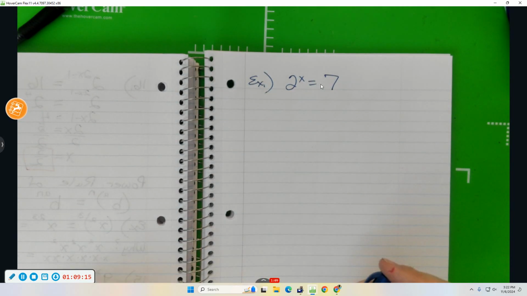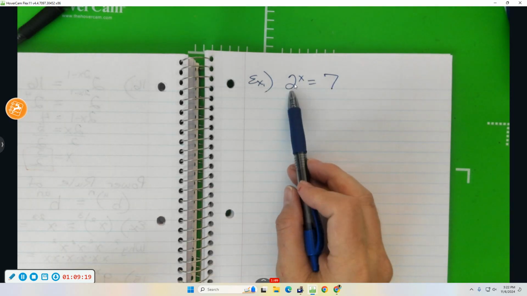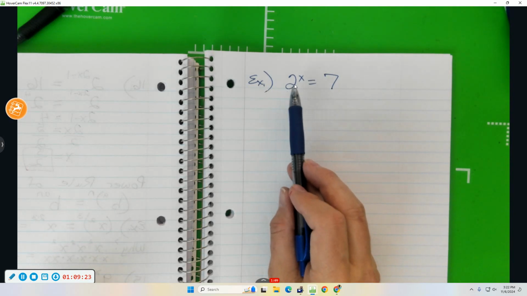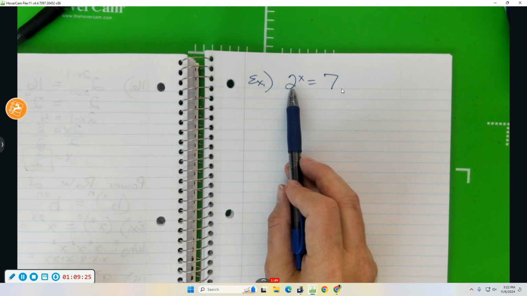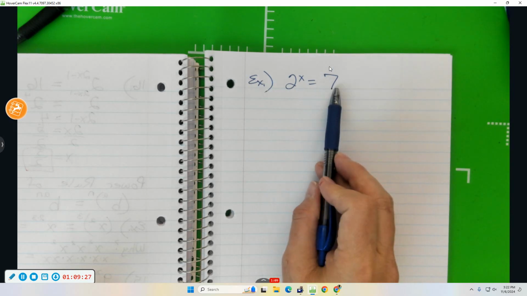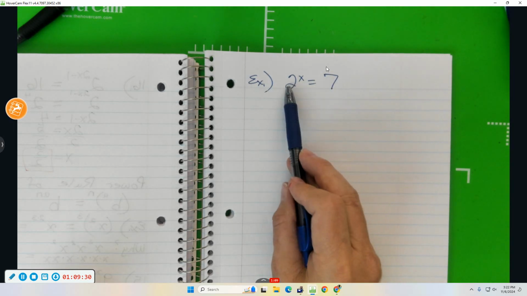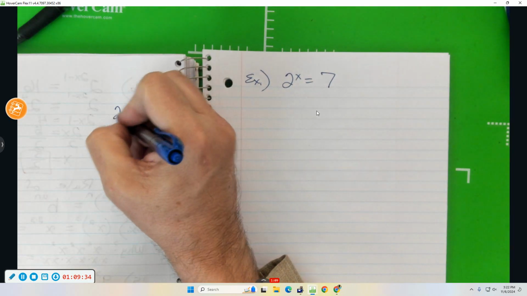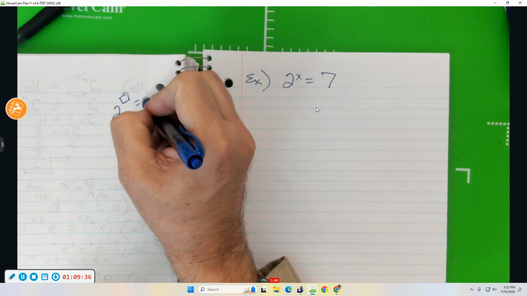What can we use? Can we use the common base method here? 2, that's the smaller base. I always start with the smaller base and try to get to the bigger base. 2 is prime. You're not going to change 2. Can you write 7 as 2 to a power? You're asking yourself, 2 to what power will give you 7?